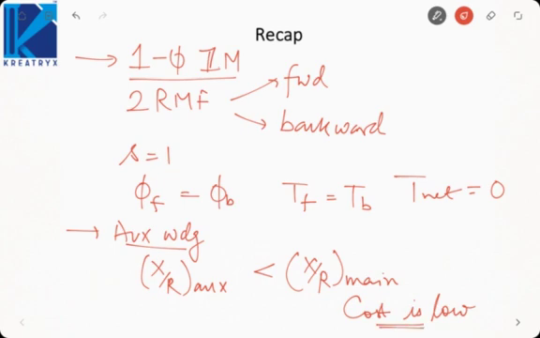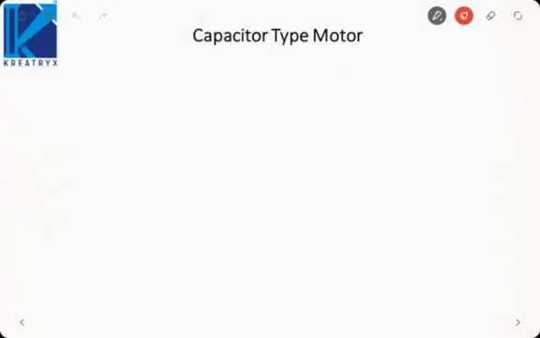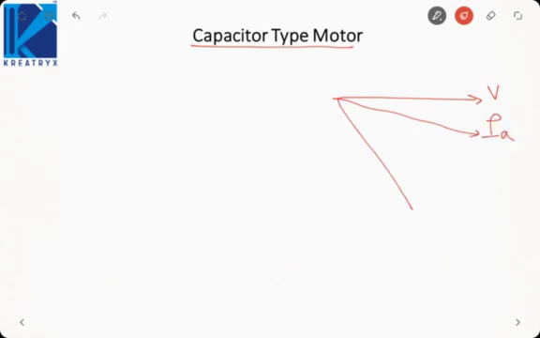Okay. So now in this lecture we will study more starting methods, or more modifications to the design of single phase induction motor to improve the starting characteristics. Now the concept of capacitor type of motor is introduced. In case of auxiliary winding we saw this was my voltage phasor, this is my auxiliary winding current, this is the main winding current.